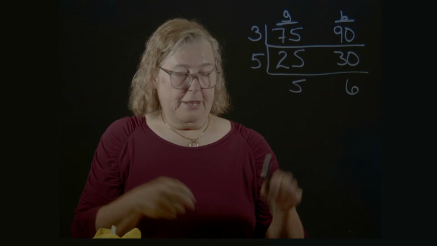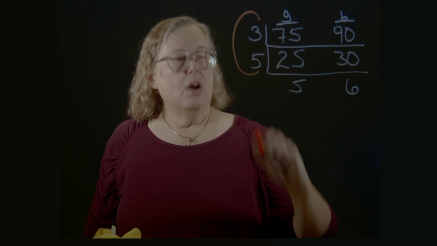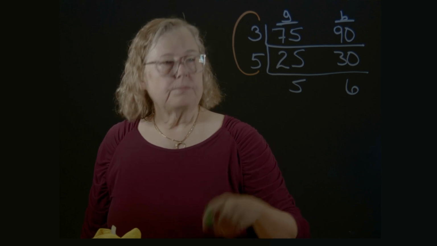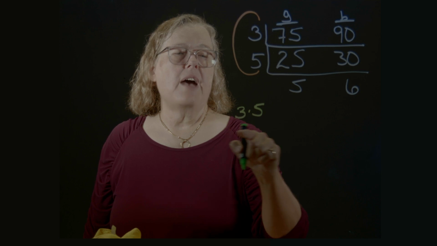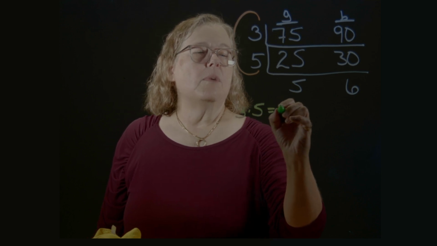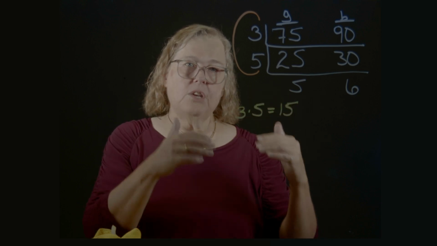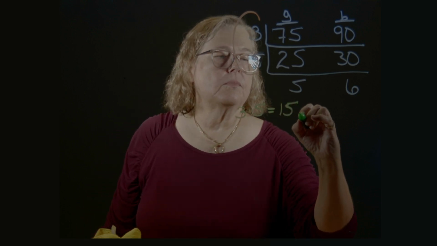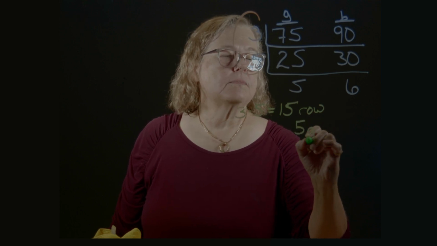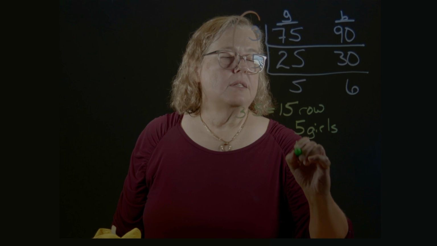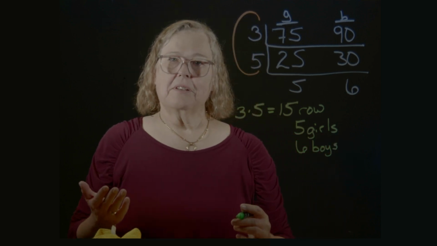All right, so what does that mean? That means our greatest common factor, I'm putting a C right here, our greatest common factor is 3 times 5. Those are our factors. We're going to multiply them together, and we get 15. So what does that mean? That means we're going to have 15 rows, and each row is going to have 5 girls and 6 boys. See how that worked?